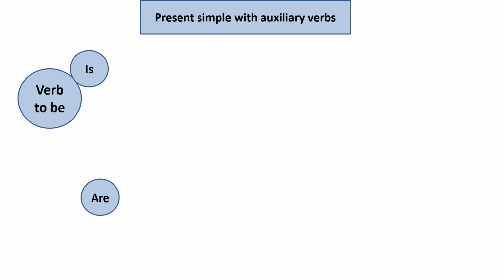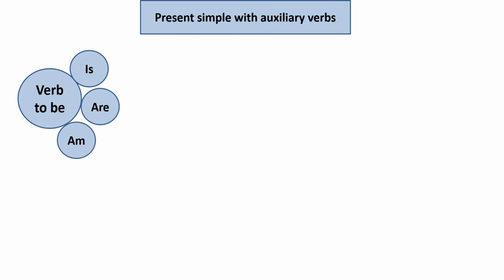Now we will take present simple with auxiliary verbs. إذا كان عندي مضارع بسيط مع الأفعال المساعدة، it means we don't have a main verb in the sentence, but we have an auxiliary verb. يعني إذا كان عندي جملة ما بيها فعل رئيسي بس بيها فعل مساعد، شلون أكون جملة استفهامية؟ شلون أكون جملة منفية؟ Okay, first of all, let us know the verb to be. خلينا نعرف شنو الأفعال المساعدة. أول شيء عندنا هي أفعال الكينونة: is, are, am.